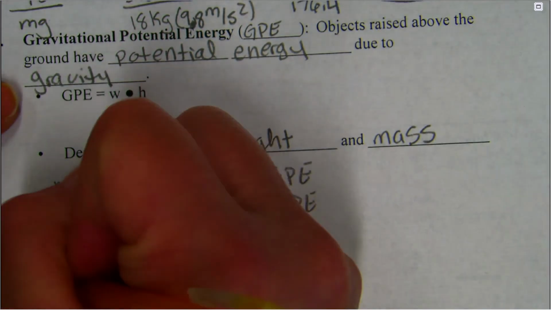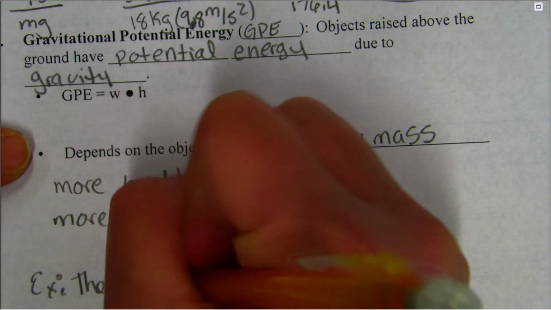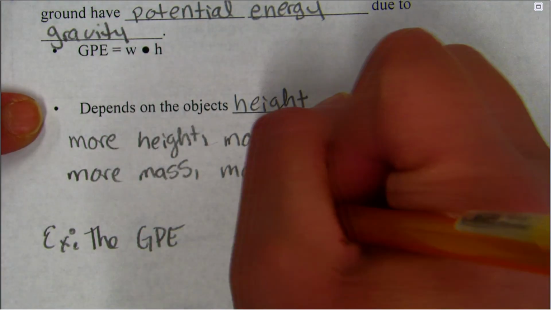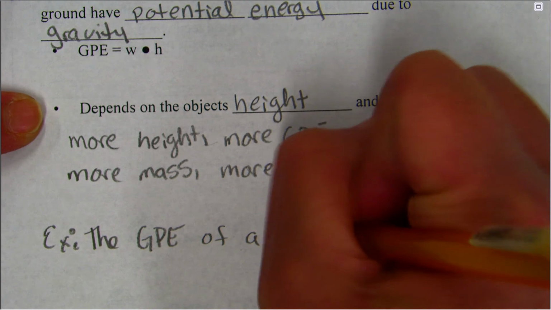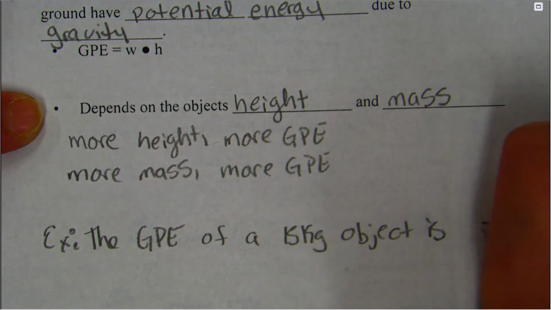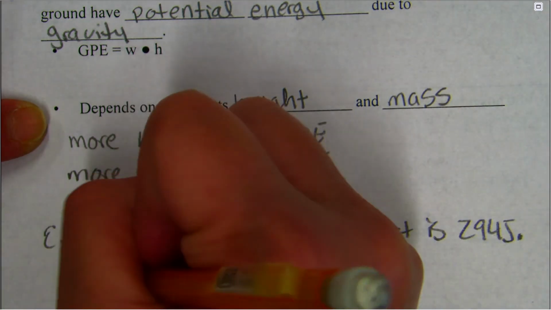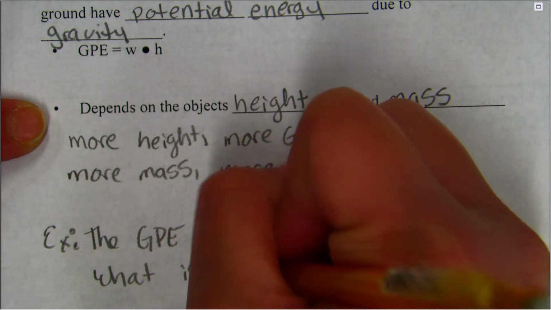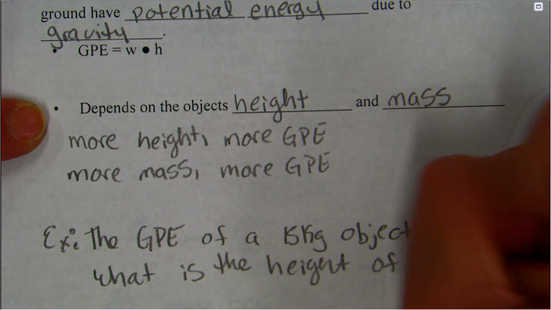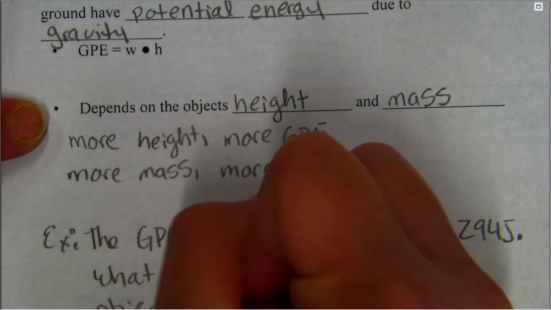So let's just do a quick example. The gravitational potential energy, which I'm going to abbreviate GPE, of a 15 kilogram object is 294 joules. What is the height of the object above the ground?